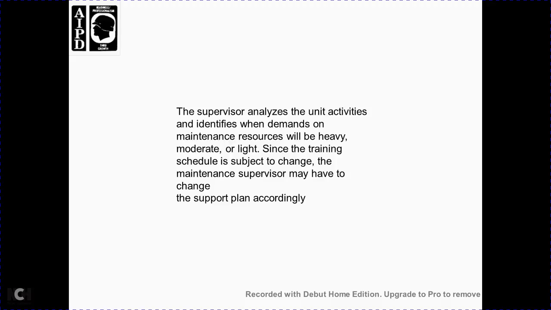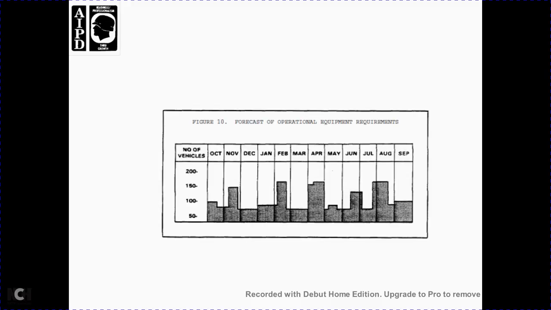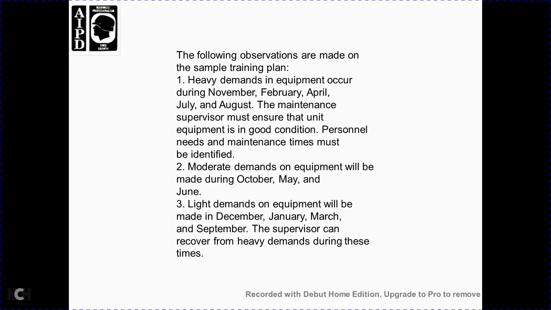activities, and identify when demand on maintenance resources will be heavy, moderate, or light. Since the training schedule is subject to change, the maintenance supervisor may have to change the support plan accordingly. Figure 7 shows the forecast of unscheduled maintenance requirements, number of vehicles through the year. Forecast scheduled maintenance requirements, number of vehicles through the year. Figure 9 shows the long-range planning calendar. Forecast operational equipment requirements, number of vehicles per month per year.